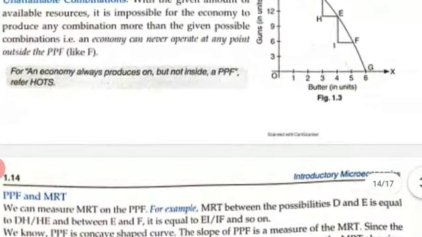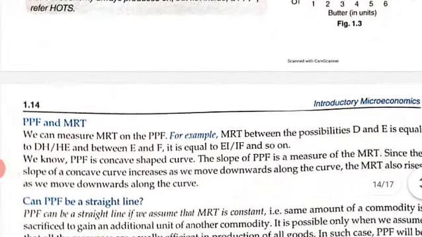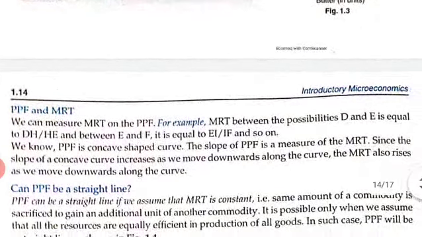Okay, so this is the MRT and PPF. So we know that PPF is concave in shape. The slope of PPF is a measure of MRT, since the slope of a concave curve increases as we move downwards along the curve. That is, MRT also rises as we move down along the curve. So as we move along the PPF, the MRT rises because of this situation.